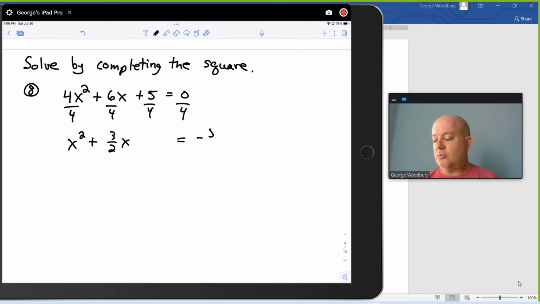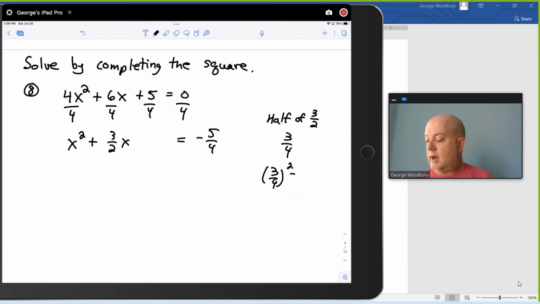And I'm going to subtract the 5/4 over to the right-hand side. So I've got my leading coefficient as 1. I've got the two terms with variables isolated on the left side. I've got my constant term on the right side. I need to take half of b and square it. So half of 3 halves is 3/4. And when I square 3/4, I get 9 over 16. So I'm going to add 9 over 16 to both sides of the equation.